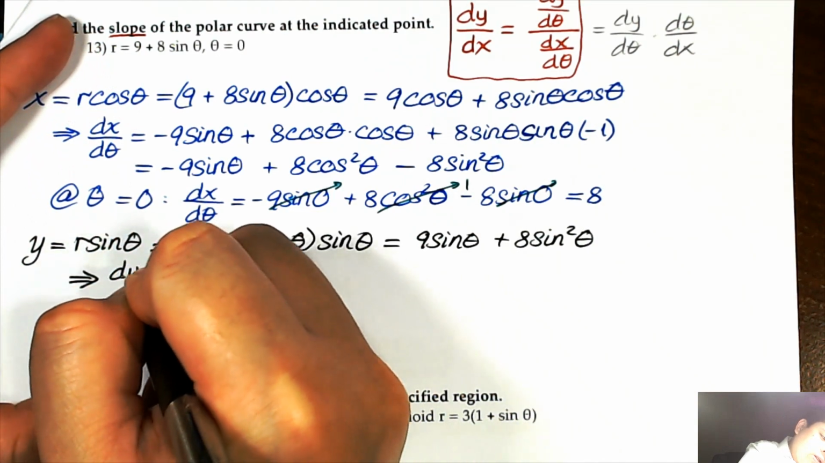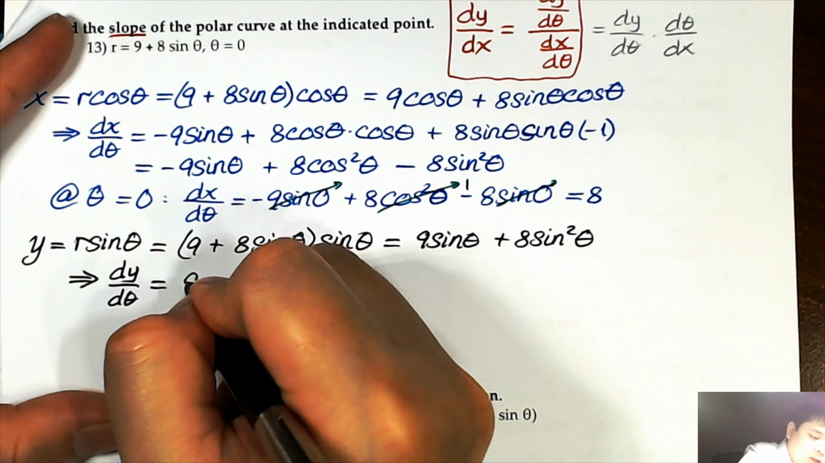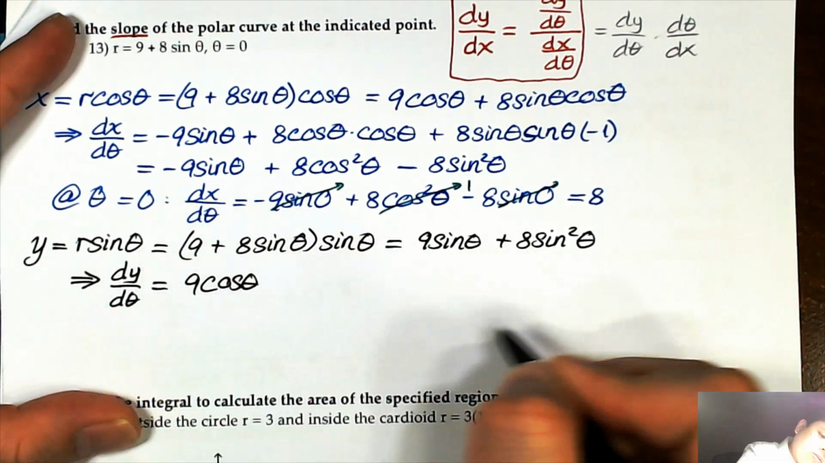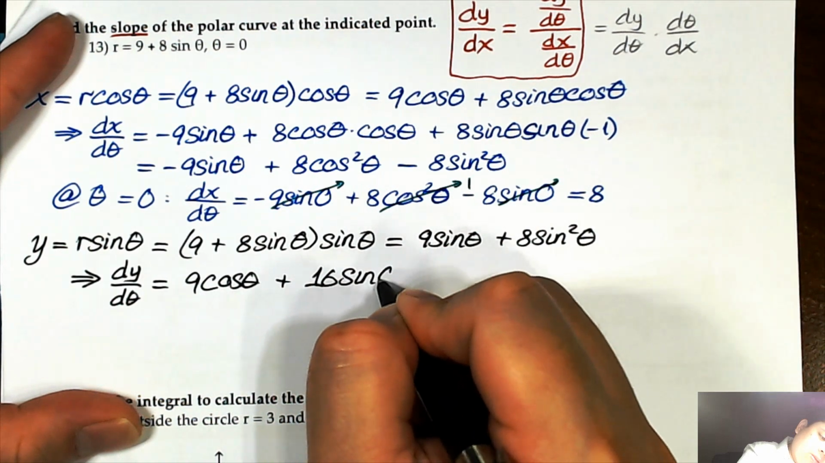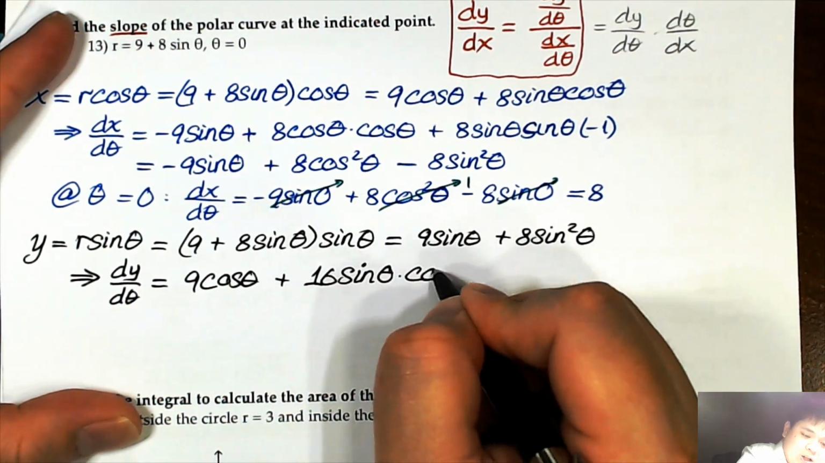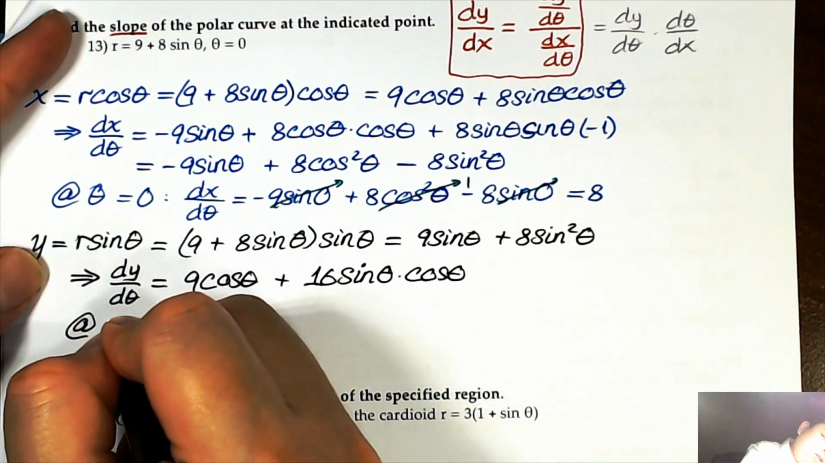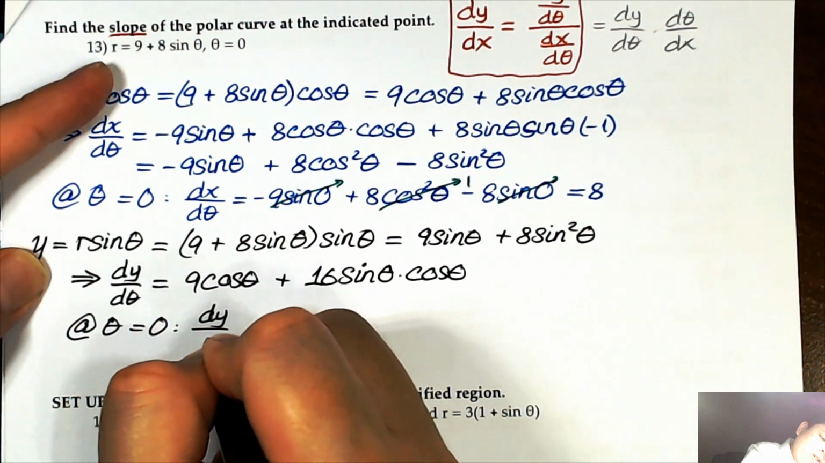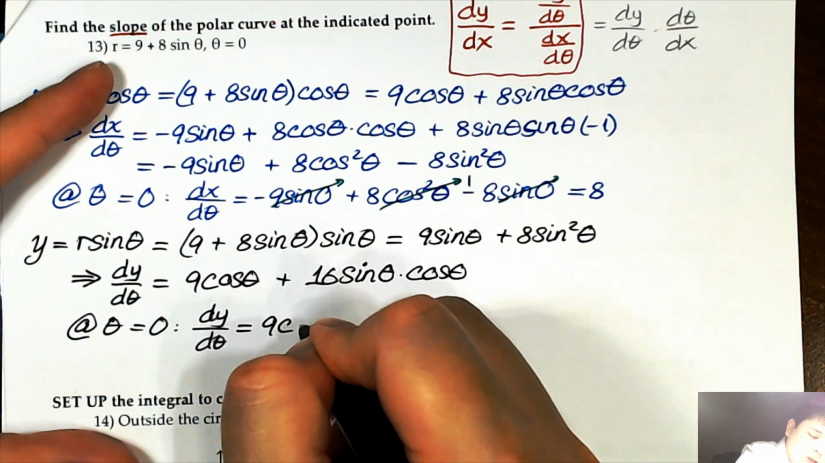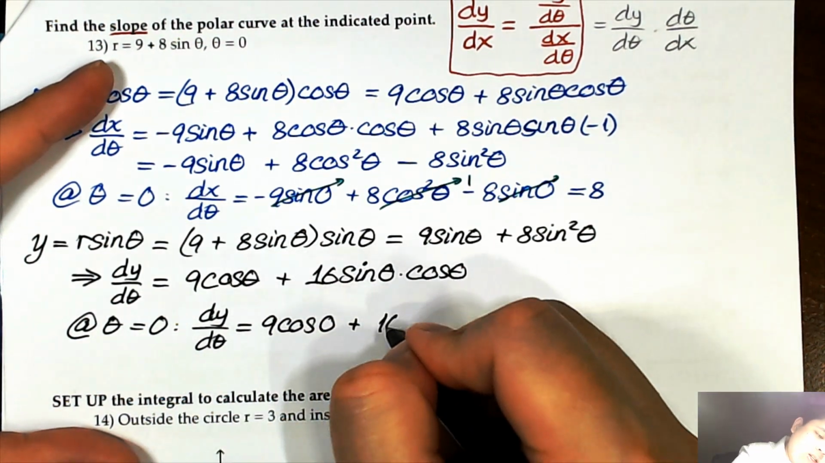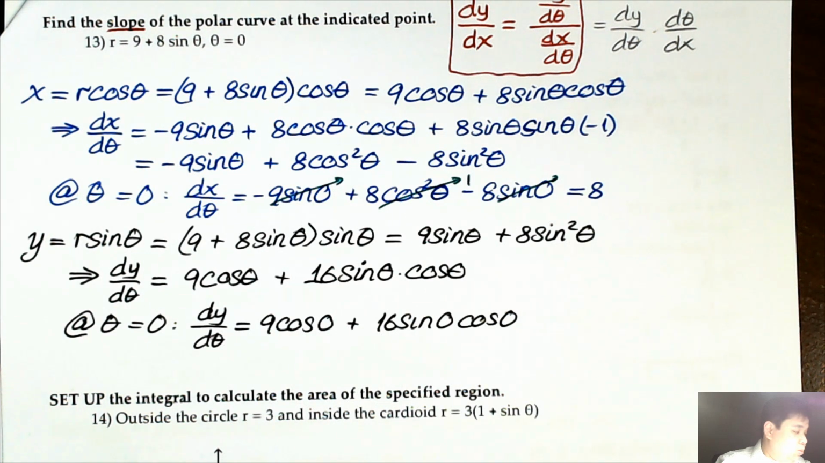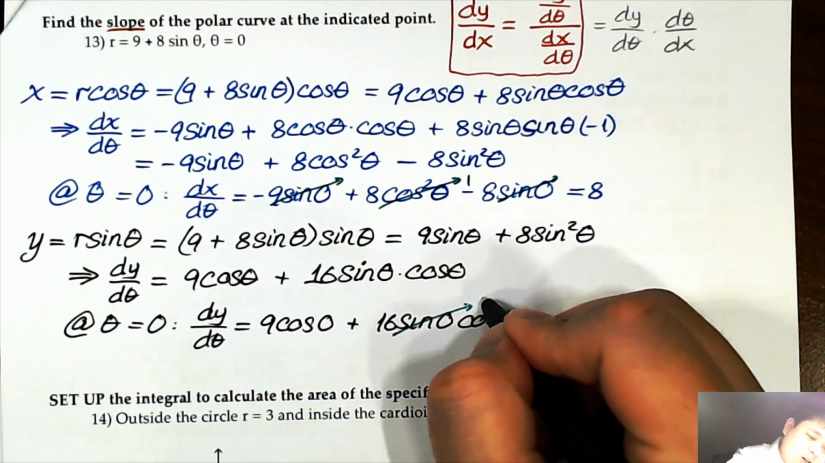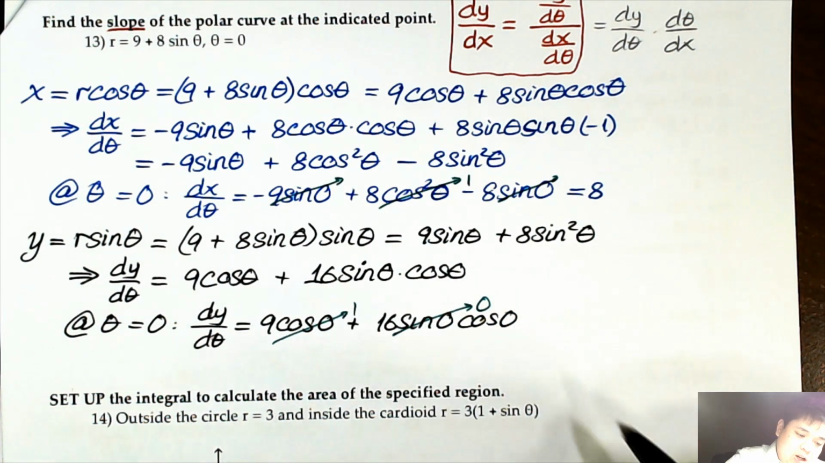Derivative of sine is cosine. This is the chain rule, so take out the 2, and then the derivative of sine is cosine, and then we evaluate at 0. Cosine of 0, and 16 sine of 0 cosine of 0. Sine of 0 is 0, so that one is gone. Cosine of 0 is 1, so this is equal to 9.